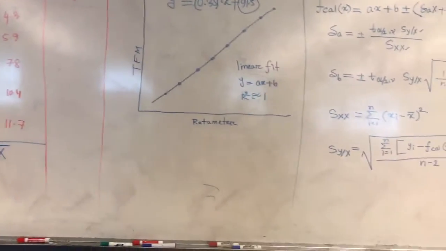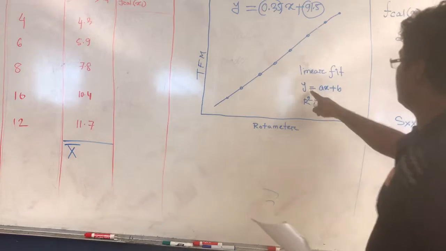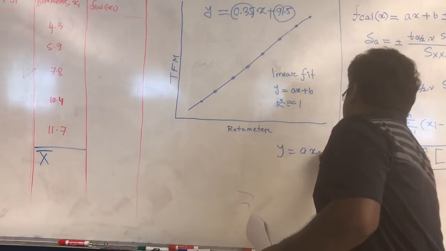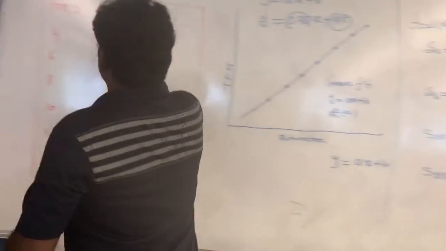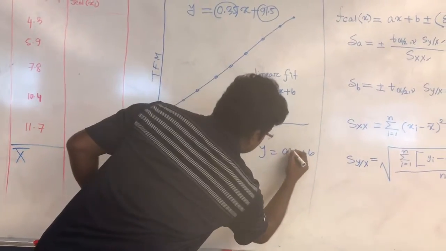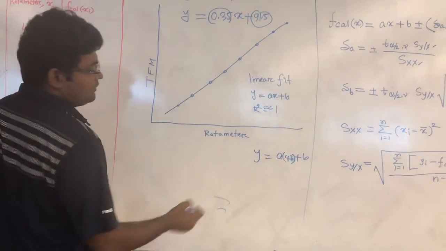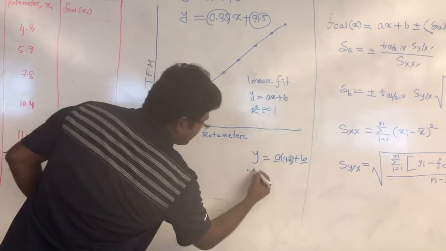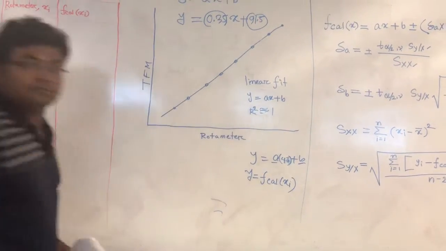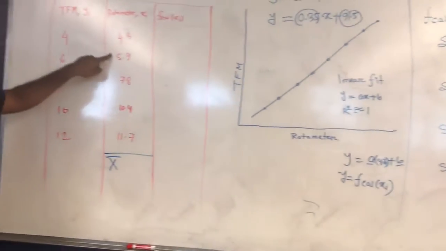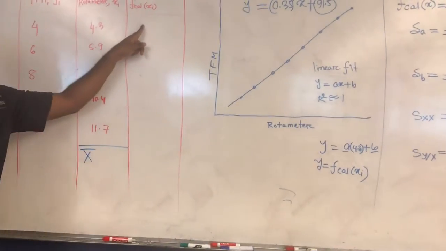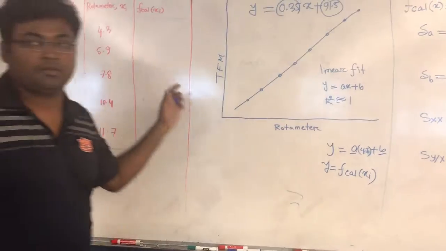How can I get it? From this plot, we get the equation y equals ax plus b. So for each individual xi, for example, the first one is 4.3. If I put 4.3 here, we'll know a and b. Then we'll get some value of y. This is our FCal xi. So you'll put each individual xi into this equation, and the value of y will be your FCal xi. This is the crucial part of this calculation.